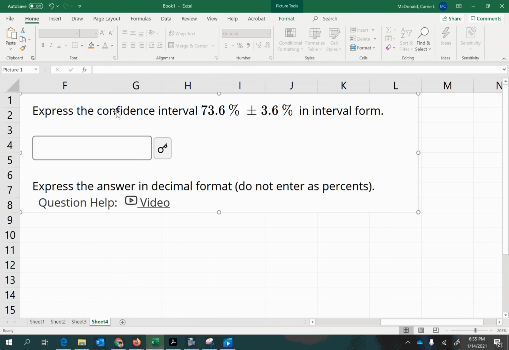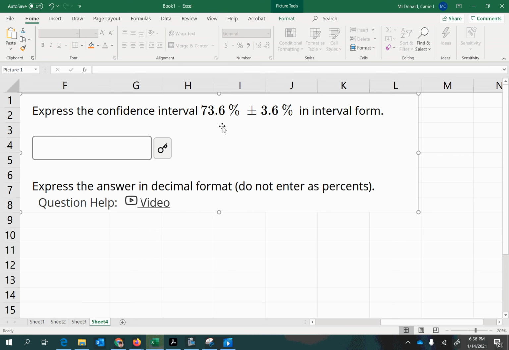They've given us a confidence interval, and this is one of the formats that confidence intervals can be written in. But it's not the lower boundary and the upper boundary. Hopefully you can notice that it wouldn't make sense to have a lower boundary of 73.6 and an upper boundary of 3.6, and there's a plus minus between them. So what this means is that the 73.6 is the point estimate, the sample proportion, which we would have gotten from a sample, and we would be using that as the best single point to estimate the true population proportion.